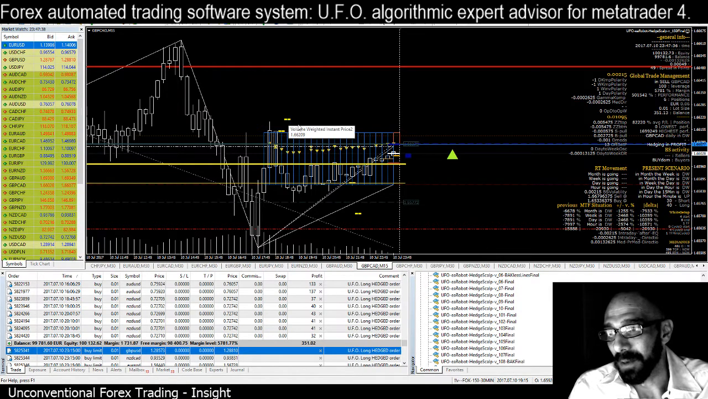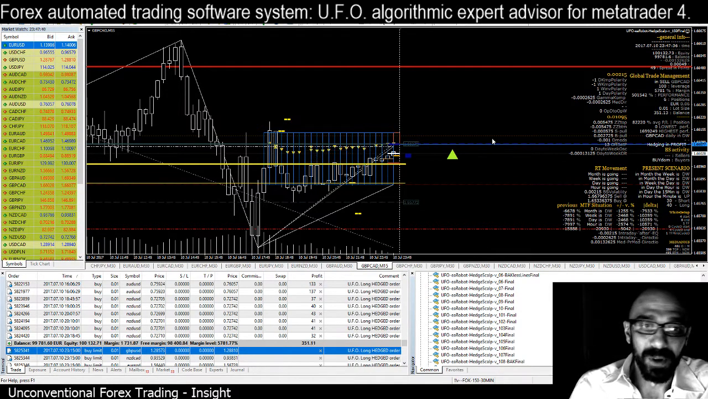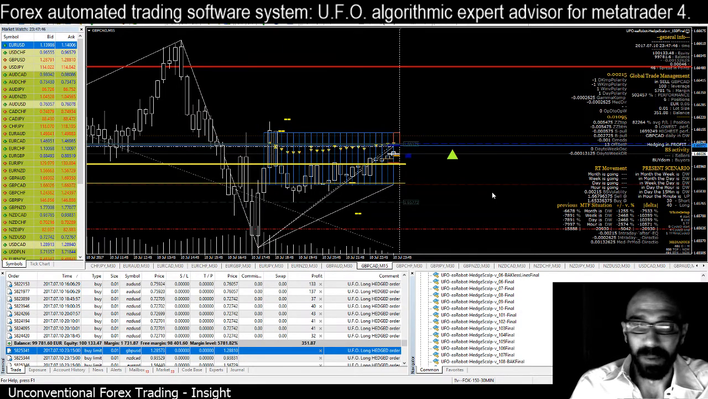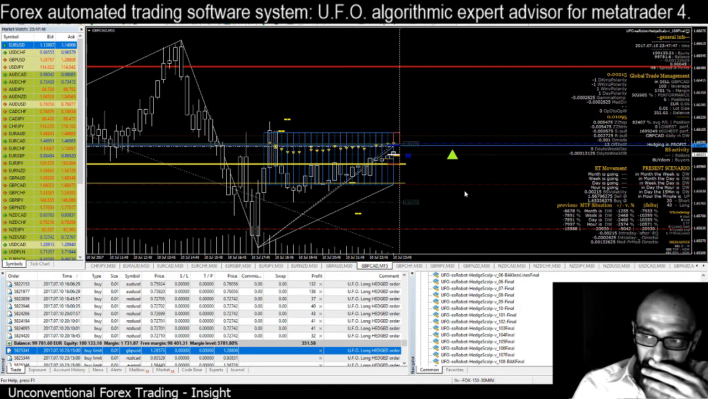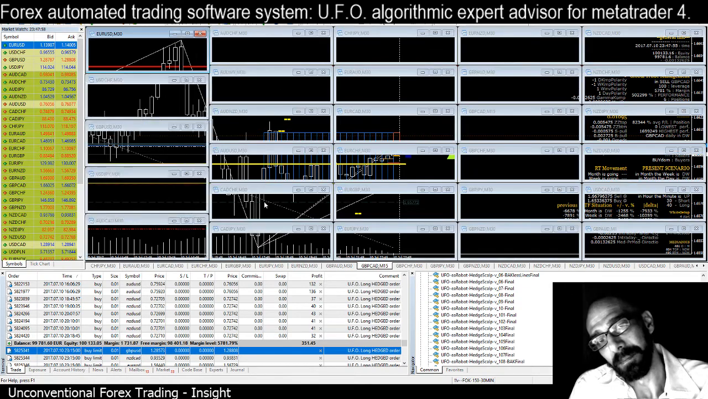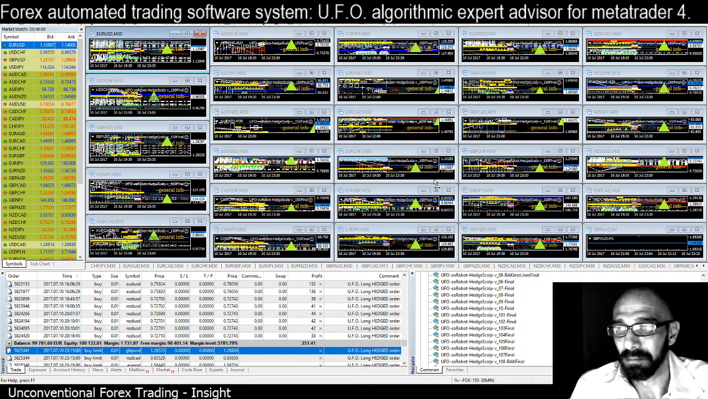that I will not explain in this video, but it's more something for a detailed insight that I will probably do in the future, because at this moment I'm running some optimizations for injecting the orders by the robot. And as you can see, I'm running on about 30 pairs.